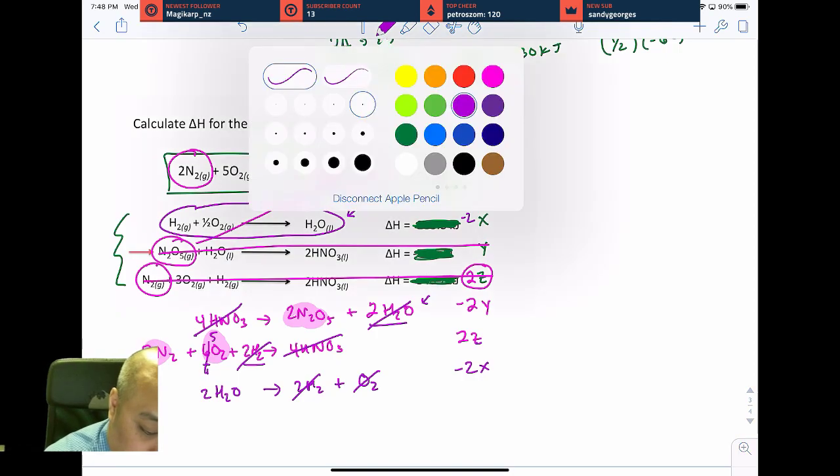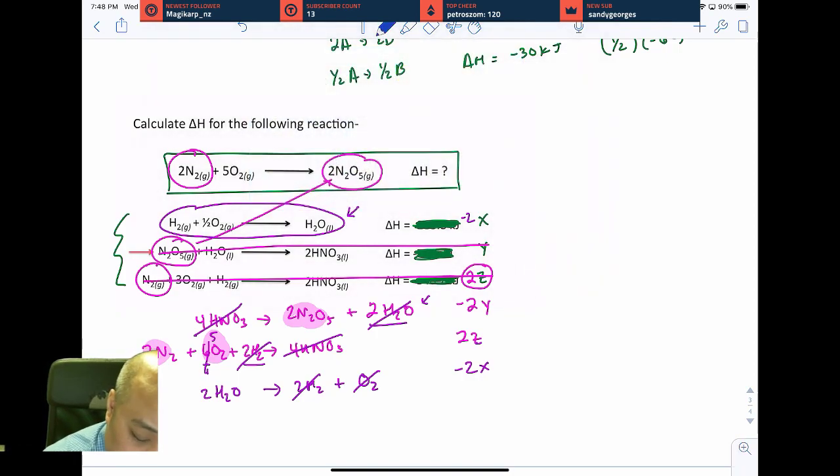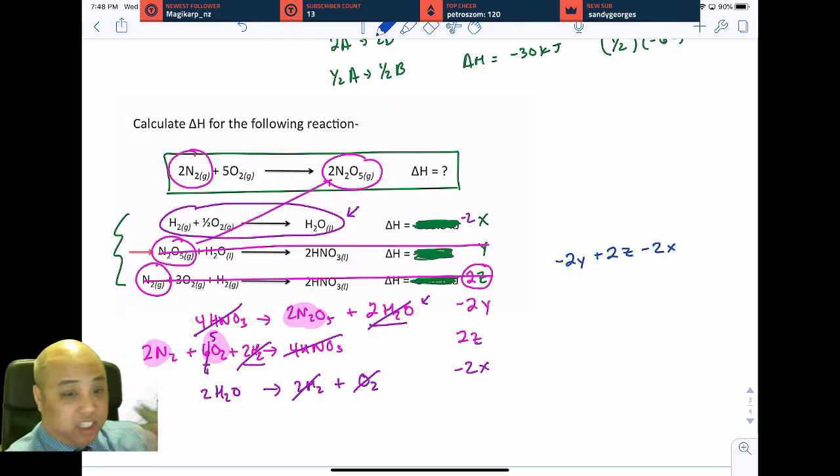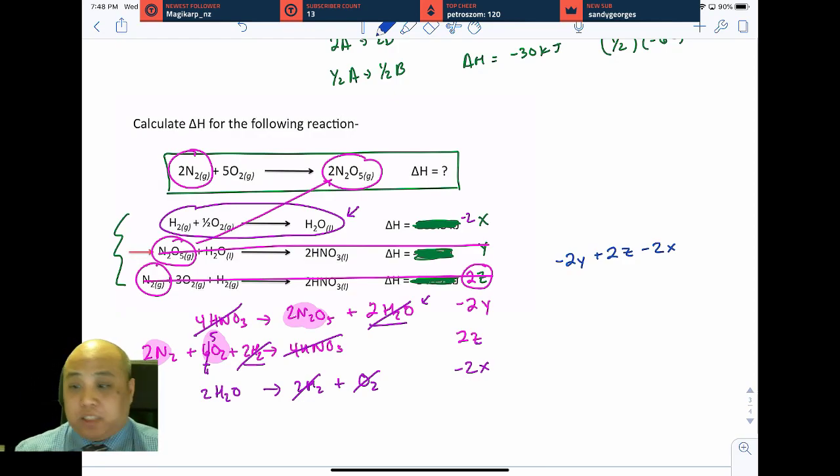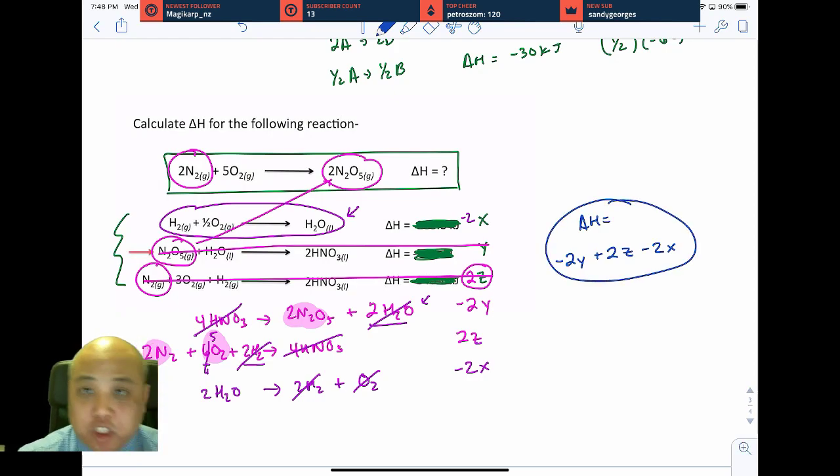So then your resulting equation is negative 2y plus 2z minus 2x. And you can rearrange this whichever way you want. It doesn't really matter. But that's what the delta H of the reaction should equal. Okay? And that's what we consider Hess's law.